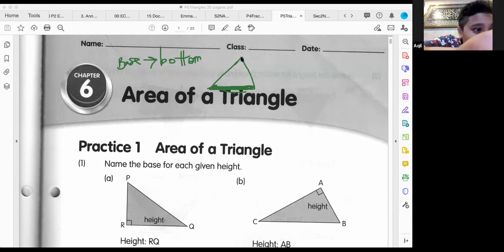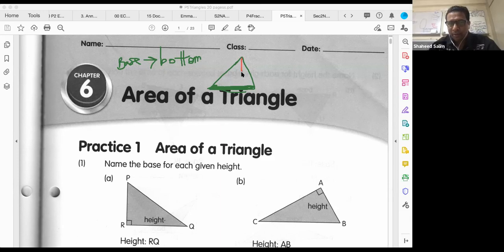Okay. So anyway, if let's say you want to find the height, it is always going from the top part of the triangle to the base, and must meet at 90 degrees. Okay. So we'll try.